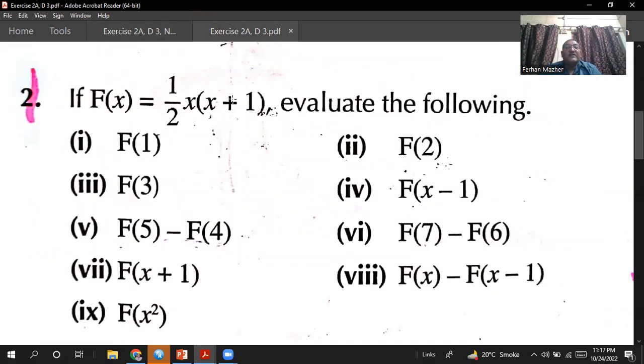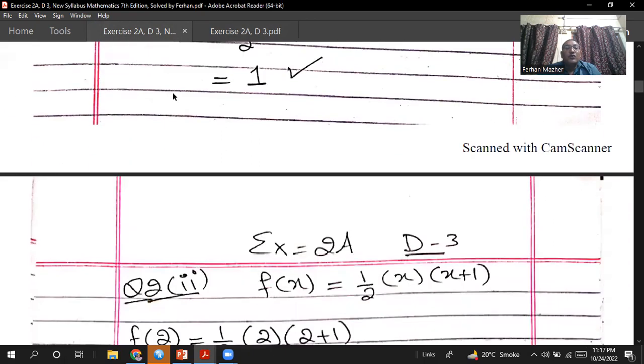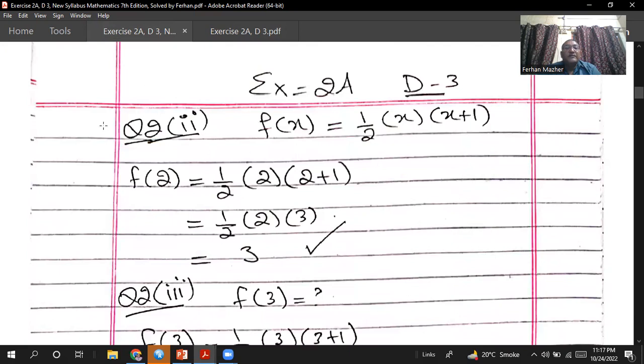f of 2 means in this function wherever there is the x, substitute it with the 2. So f of 2 will be equal to 1 by 2 into 2 into 2 plus 1. So it will be 1 by 2 into 2 into 3. 2 are cancelled and you will have 3. So 3 is the answer.